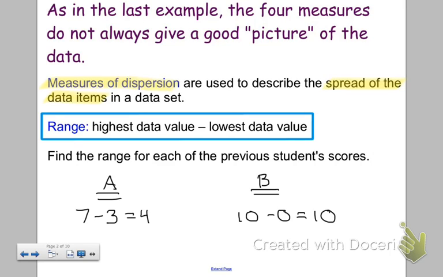So we can see through this that student A had a lower range, student B had a higher range. That's telling us that the spread of data items in set A was not as great of a spread. Okay, those numbers were closer together. Student B had a much larger spread of numbers. Those ones were spread out further.